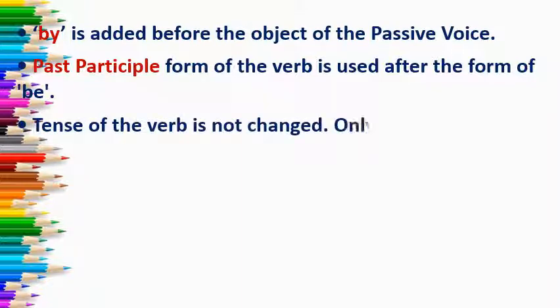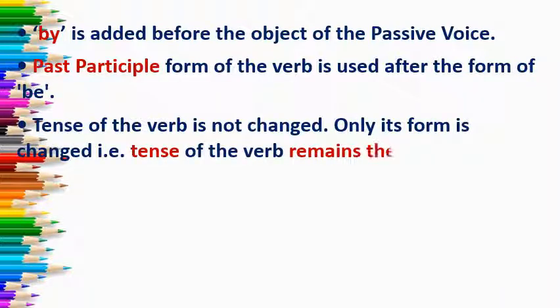Rule number 6 is that the tense of the verb is not changed, only its form is changed. That is, the tense of the verb remains the same. Means tense will not change. If present simple tense is there, then it will remain present simple only. It will not change, but the verb form, that is the first form, second form, or third form of the verb, will change.